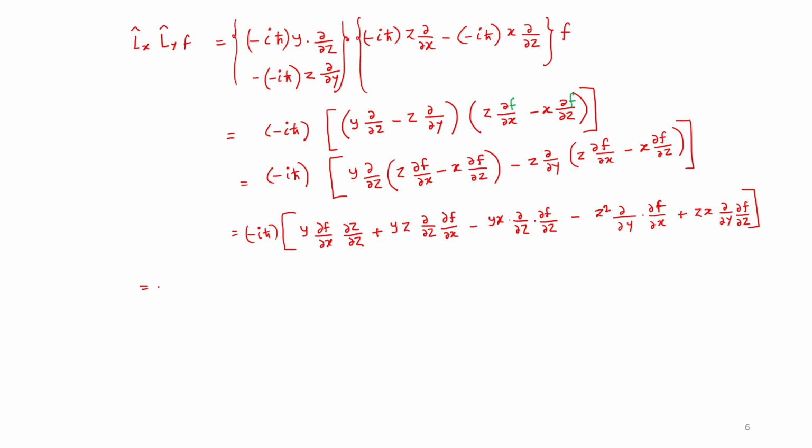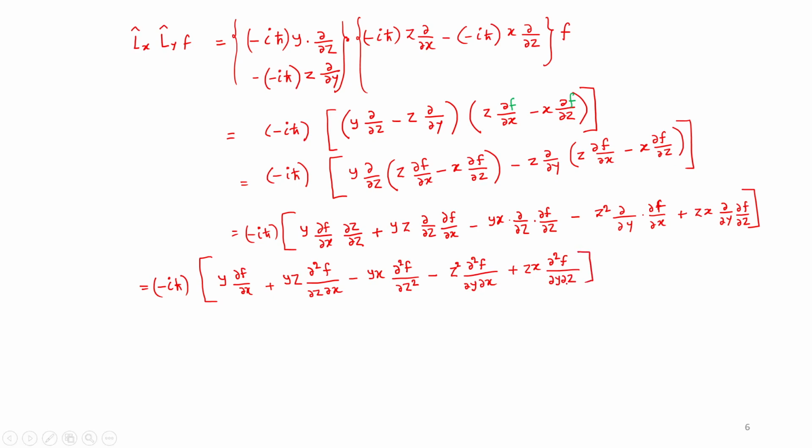Now we'll simplify it even more. So y ∂f/∂x, this will give us 1, plus yz ∂²f/∂z∂x, minus yx ∂²f/∂z², minus z² ∂²f/∂y∂x, plus zx ∂²f/∂y∂z.